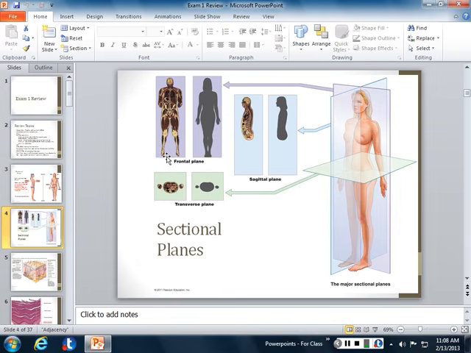So the three planes, sagittal, frontal, and, all right, let's see, why is my mouse acting up? There we go.